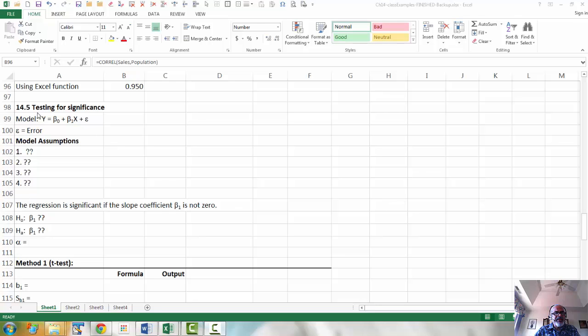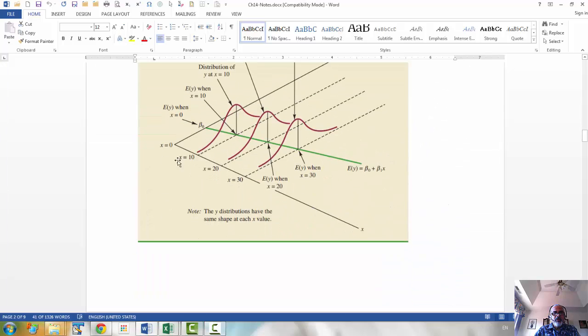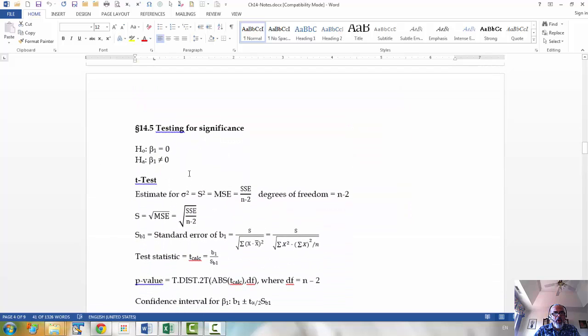Now let's look at testing for significance. We already went over testing for significance, which is whether the slope is different from 0. If the slope is 0, then whatever the x value may be, the regression is not going to be different. It's going to be just that constant value. So testing for significance is whether the slope coefficient is 0 or not. If it is not 0, then the regression is significant. If it is 0, then it is not significant.